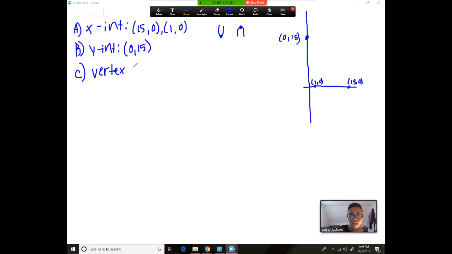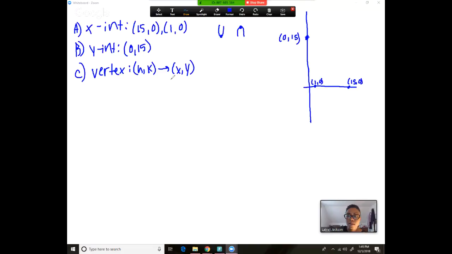Usually you use h, k when you have the vertex form. I'm using the standard form, so it's going to be in x, y form, but it's going to be the same point. Whatever form you use is always the same point, if you're working on the same quadratic equation.